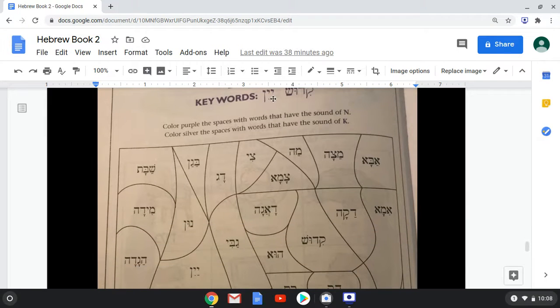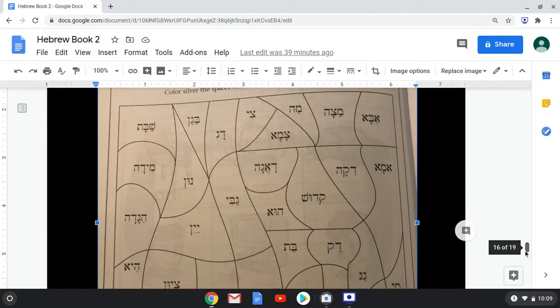All right. So remember, we have kiddush and yayin. It says color purple the spaces with words that have the sound of N, and color silver the spaces with words that have the sound of K. And you can do that and make a nice little picture or collage. But this is what I would do when we were going over this with my mother. She's not going to pull out the colors and start coloring. So what we would do is just go down the line to practice our decoding.